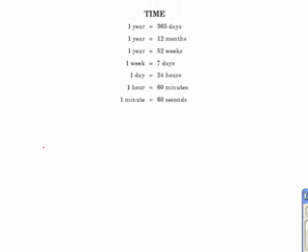The last one on the chart is time. All right, let's say you're given 3 weeks, and you want to convert that to, actually we've been going big to small, so let's go the other way. Let's say you're given 1,000 hours, and we want to figure out how many weeks that is.